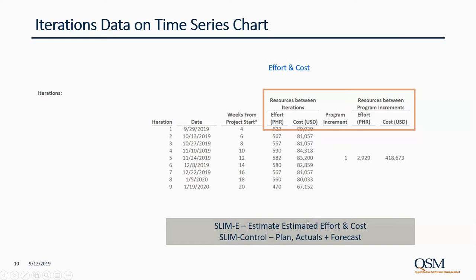In SLIM Control, initially it's going to show plan, and then once you actually do have actuals and run a forecast, then it will show those for you, but you have your choice.